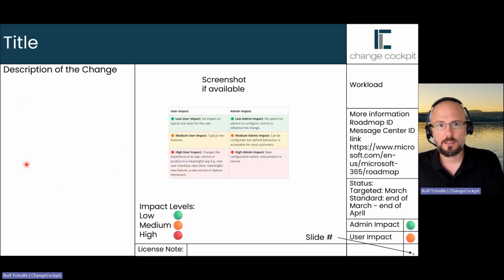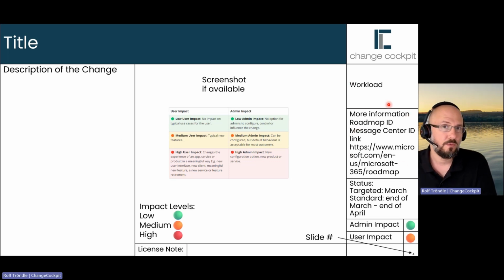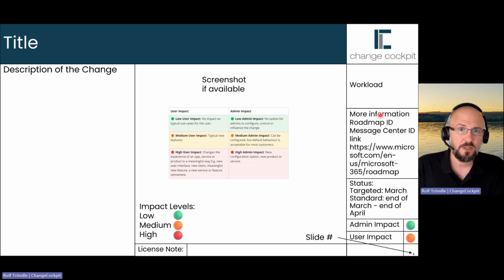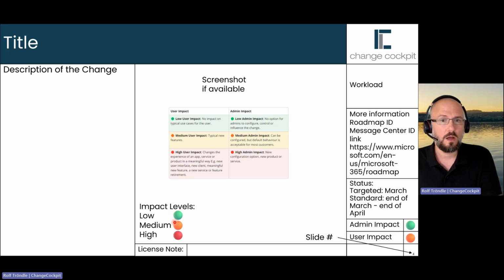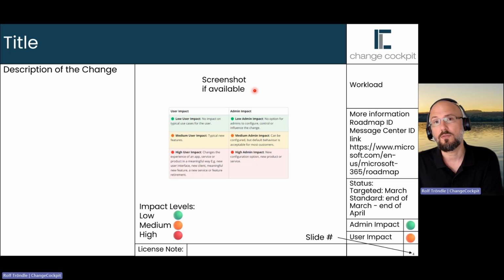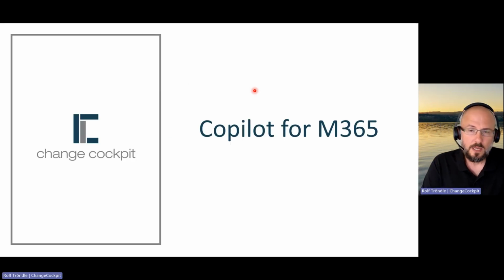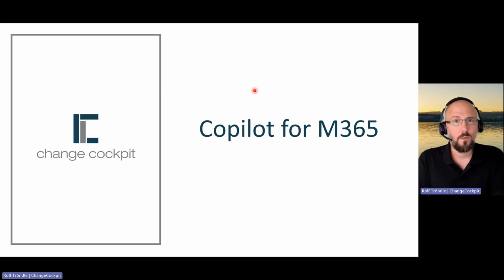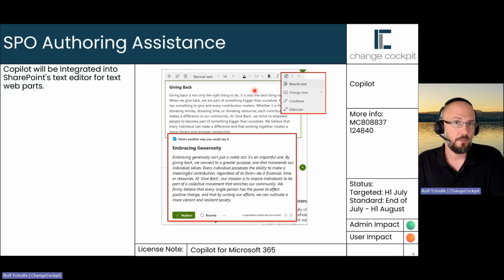We see the title, description of the change, workload, then more information if you need more information about this particular change, status, the expected rollout date, admin and user impact score from low, medium to high. More information about the impact scores is here in the middle, and as always, a screenshot if available. So let's start with Copilot, the one and only change which is rolling out this month or next month.